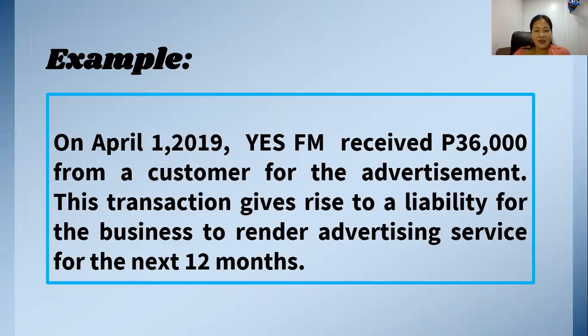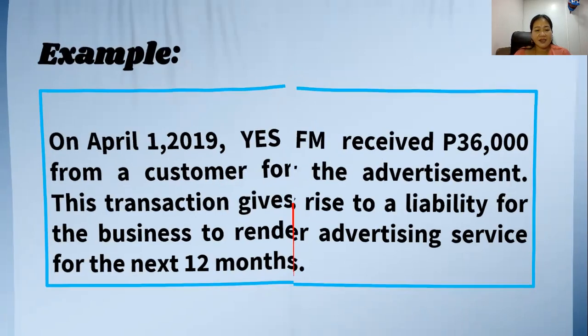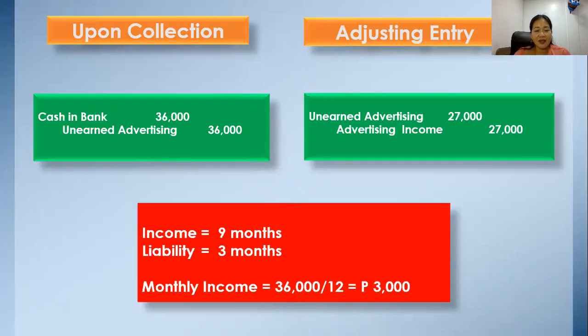So on April 1, the same problem. We have a company that received 36,000 from a customer for advertisement. This transaction gives rise to a liability for the business to render advertising service for the next 12 months. So same computation, we have 9 months income, 3 months liability, 3,000 monthly income. At the start, upon collection, we recognize the 36,000 as unearned advertising, which is a liability account.